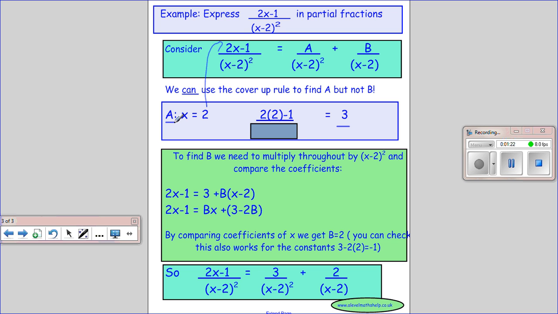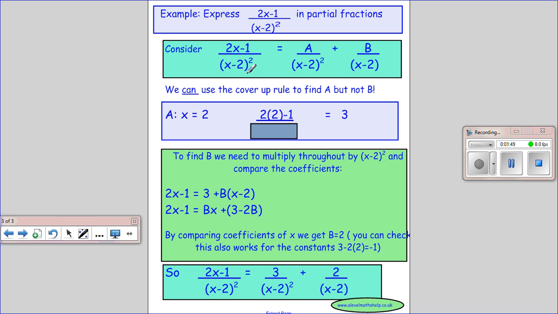Now for B, we can't really use the cover-up rule, because if we covered up x minus 2, we could only create x minus 2 by expanding this, and then when we put x equals 2, because that's when this goes to 0, we would get a 0 on our denominator, and obviously that wouldn't work. So what we need to do is multiply throughout by the squared term, and then we compare the coefficients, or equate the coefficients.